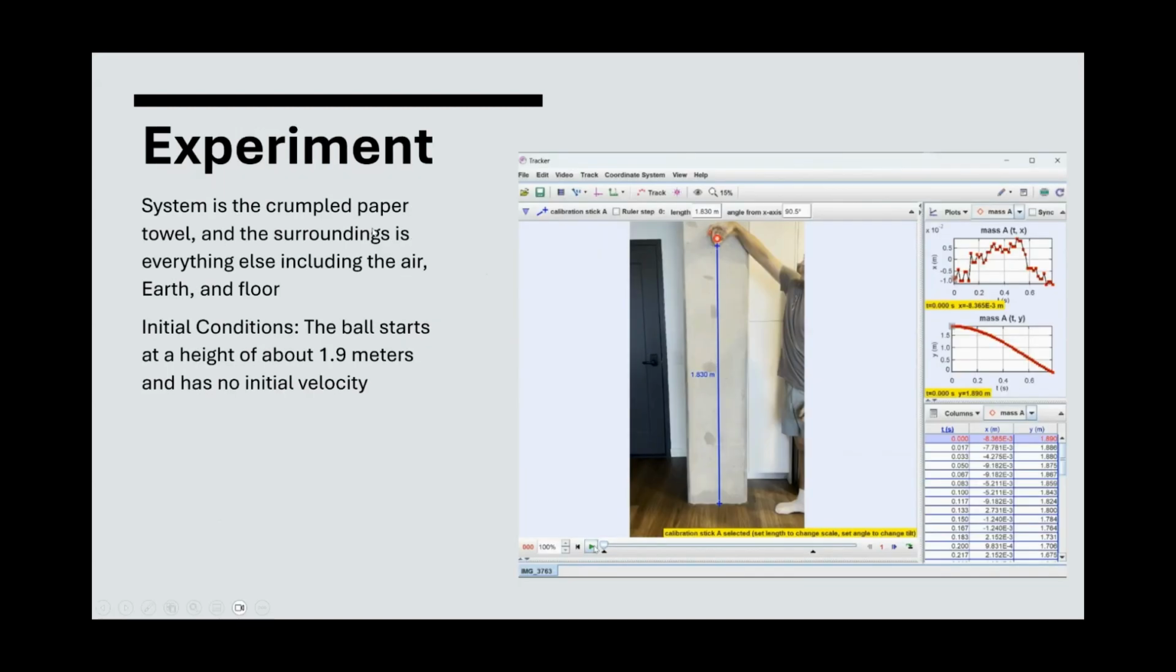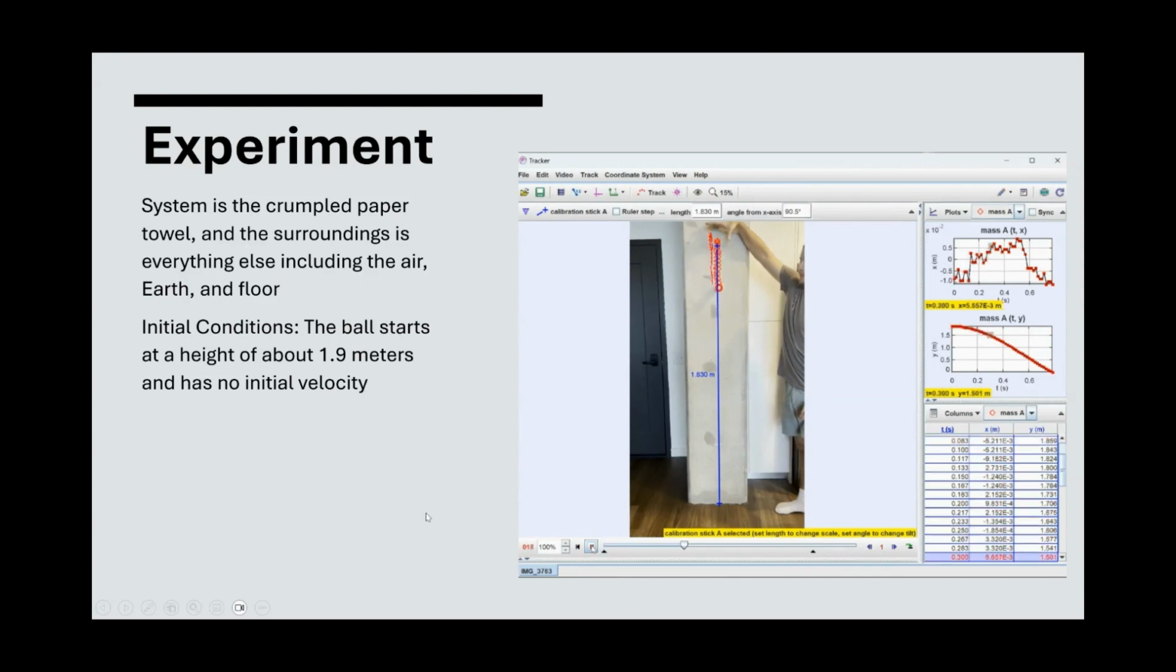In this experiment, the system is a crumpled paper towel ball up here, and the surroundings include everything else, including the air, earth, and floor. Initial conditions: the ball starts at about a height of 1.9 meters. This illustration says 1.8, but that's at the bottom of the paper towel. The center of mass starts more at 1.9, and it has no initial velocity, meaning it starts at rest.